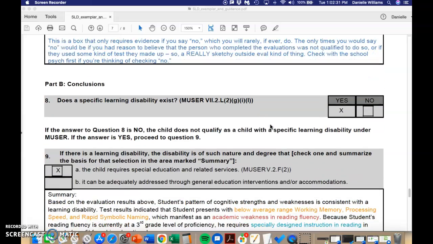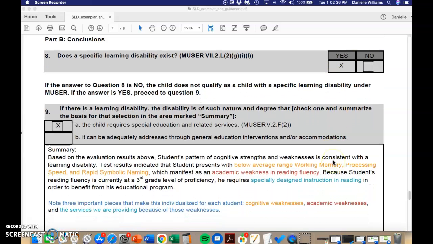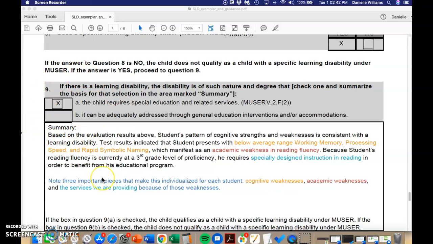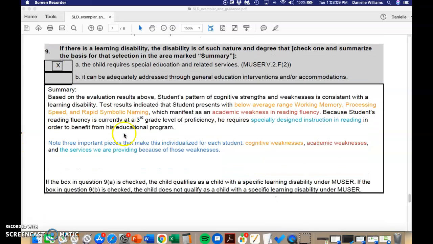If you've made it that far and you've checked all the right boxes so it looks like the student's going to qualify, then we're going to say yes, the specific learning disability exists. Question 9 is the part where we're really determining, does the student require an IEP to address that learning disability, or is this perhaps something that can be accommodated through a 504 plan or some other kind of gen ed intervention? If we've determined an IEP is warranted, they need some specially designed instruction, then we're going to say A. If a 504 or gen ed intervention can address it, then we'll say B. And then you're going to provide a summary here that describes that.